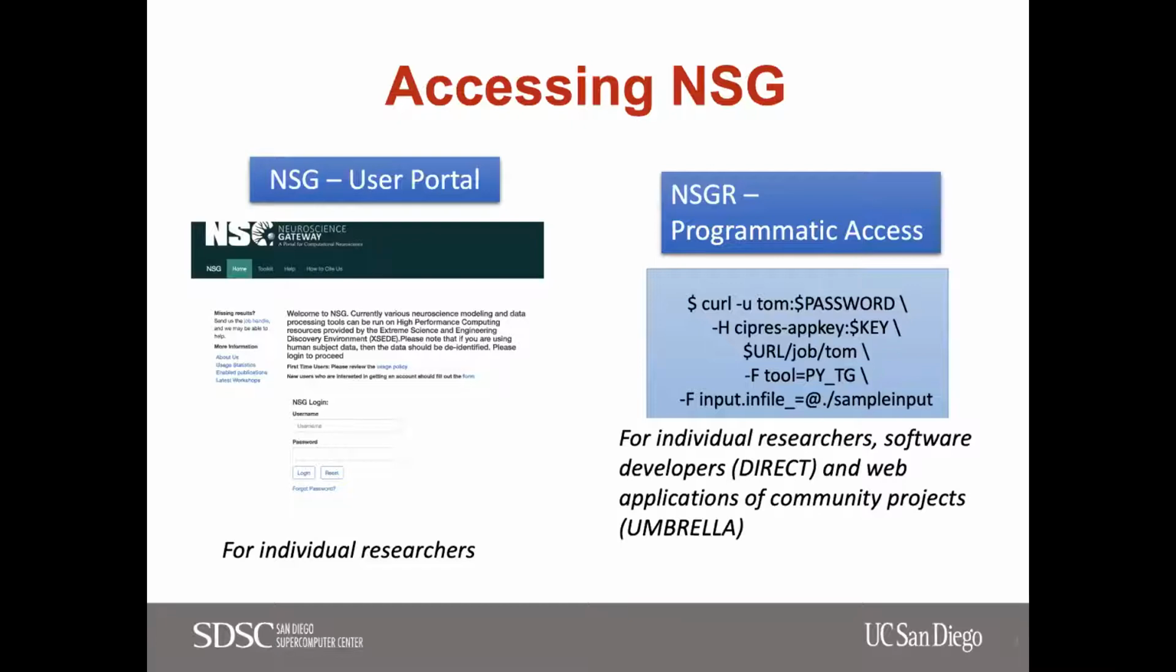Or you could come in through the web applications of community projects, where you don't need an account with us, but the admin of the community project would have an account with us and will just direct the jobs from the web application directly to the NSG on behalf of the community project. So those are the two ways of using the programmatic access.